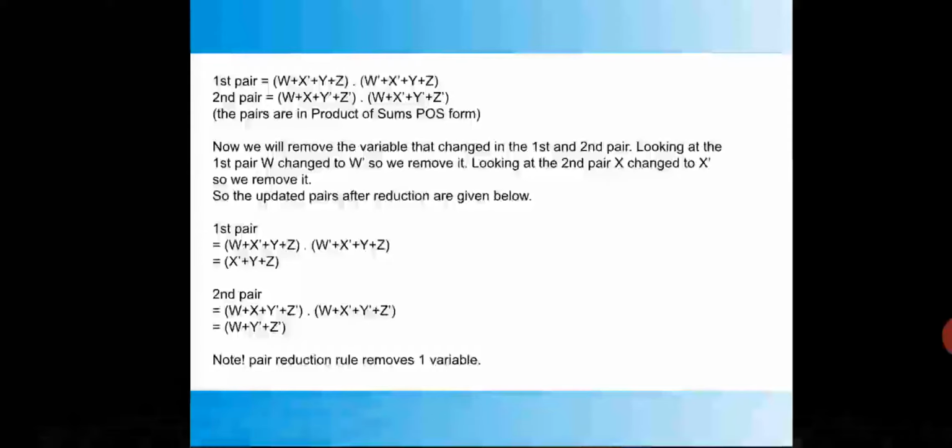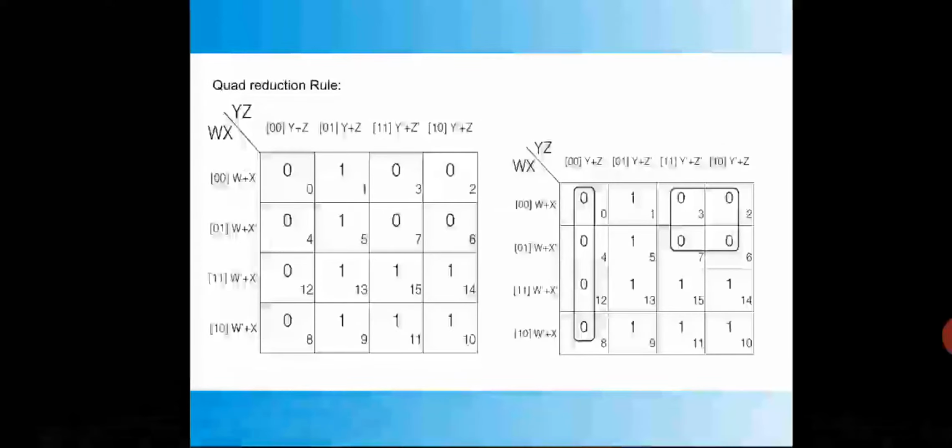But if you are going for multiple values or multiple positions, how can we do it? So it is the quad reduction rule. Quad means 4, a combination of 4 places. The example remains the same as in the previous one, but here the number of zeros has increased. Some positions are marked as zeros, again based on the boolean function given in the question.